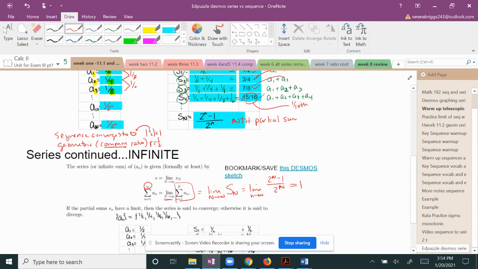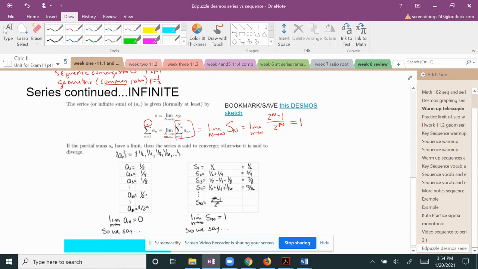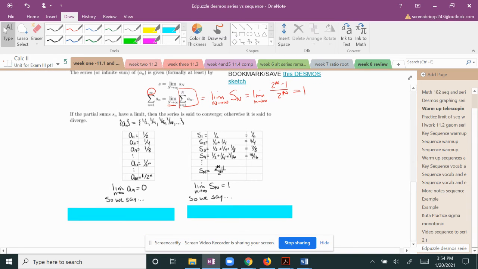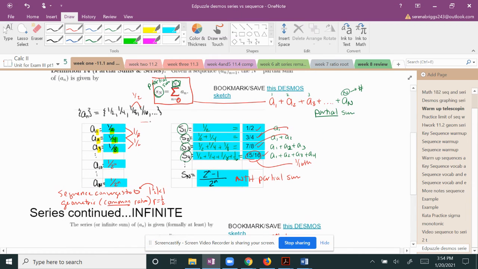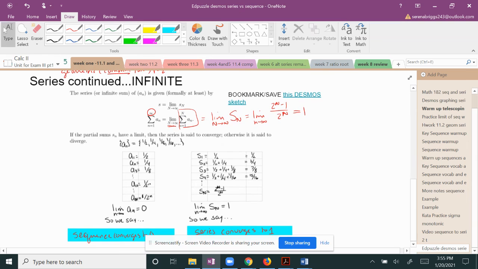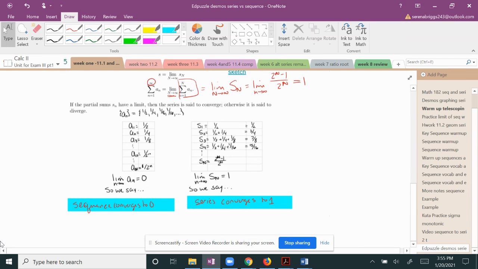Now I can check out what's going on by using that Desmos sketch, and I can see if that actually is the case. If that's the case, then we can say that the sequence converges to 0, and the series, and that's the infinite series. When I say series, I mean infinite series, converges to 1. So if I added up infinitely many of the terms of this sequence, it's going to approach 1. Let's check it out on Desmos.